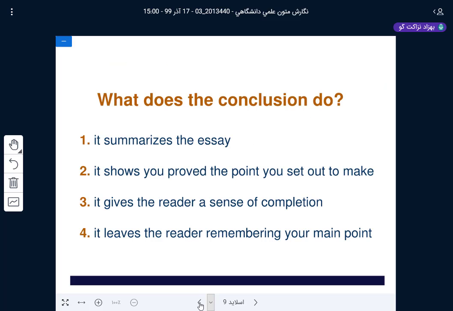So what does the conclusion do? The conclusion is the last paragraph. These are the different functions of the concluding paragraph.